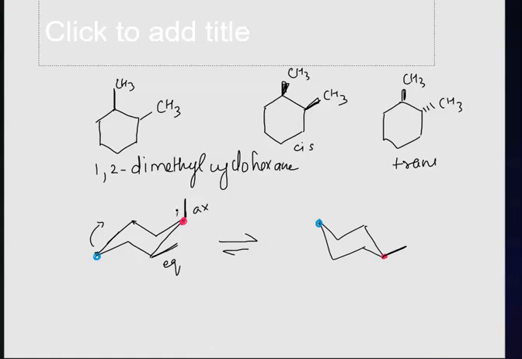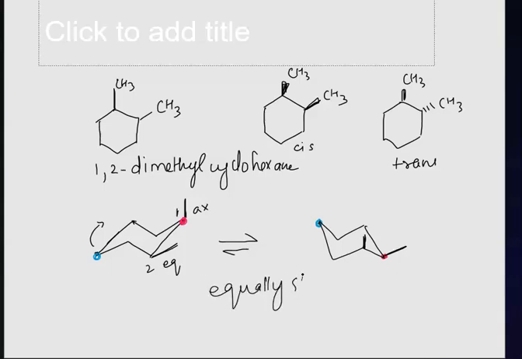So this was my 1 and this is my 2. So if this is my 1 here, then the 2 is here. Okay, and the equatorial, which was pointing up, will now become axial, pointing up. Okay, so in case of a cis conformation, actually the two conformers are equally stable.